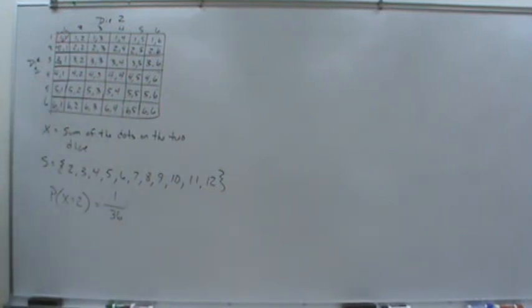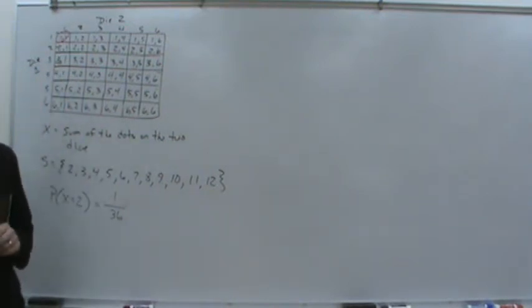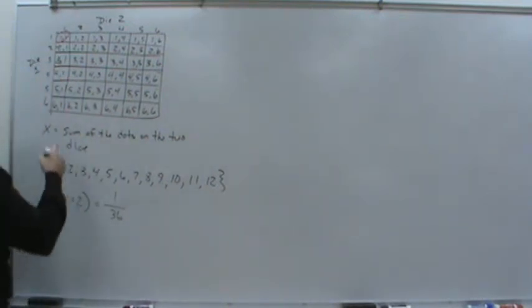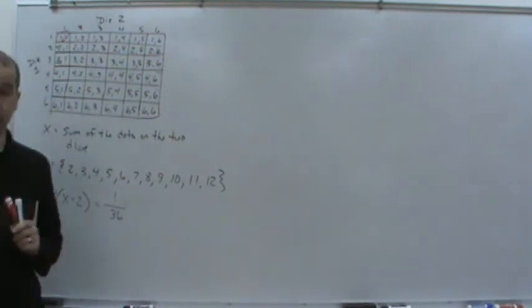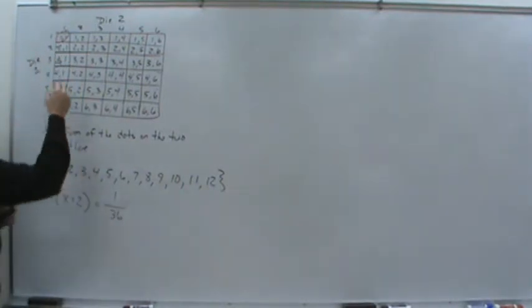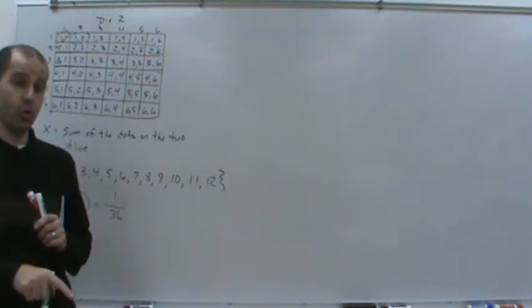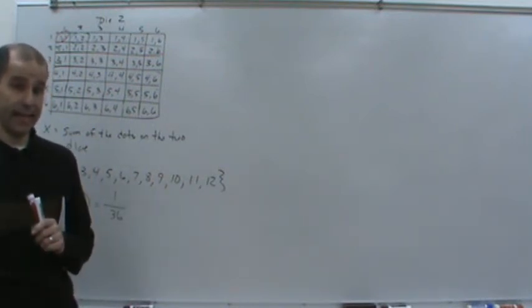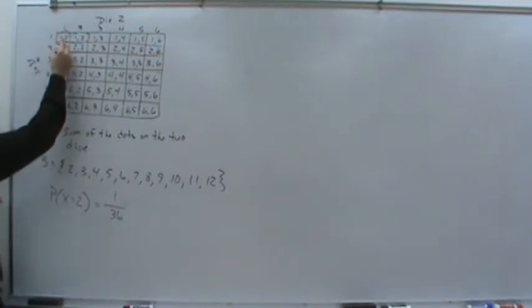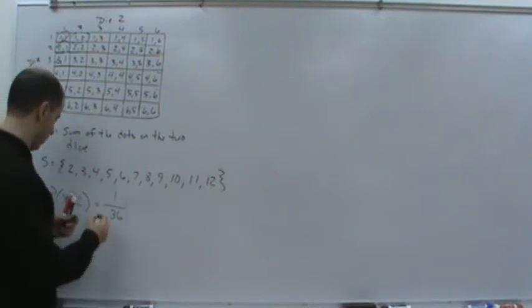Okay, now, let's just do the next one. A 3. How many different ways can I get a sum of 3? Well, I can get a 1 and a 2, a 1 on the first die and a 2 on the second die. That'll add up to 3, right? But what if I get a 2 on the first die and a 1 on the second die? Right here. How many ways can I get 3 then?